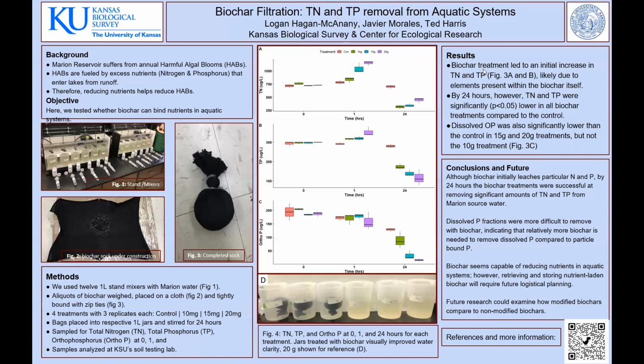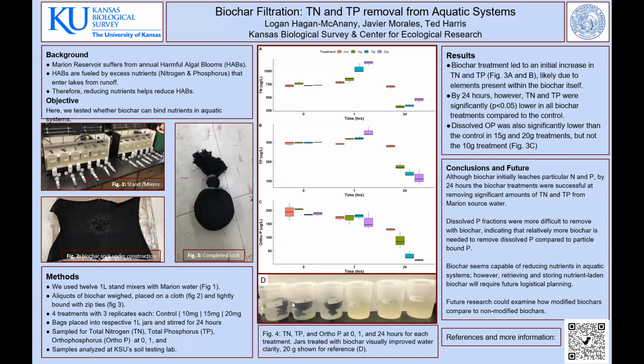See here. So biochar treatment led to an initial increase in TN and TP, likely due to elements present within the biochar itself. By 24 hours, however, TN and TP were significantly lower in all biochar treatments compared to the control. Dissolved ortho-P was also significantly lower than the control in the 15 and 20 gram treatments, but not the 20 gram treatment. So although biochar initially leaches nitrogen and phosphorus, by 24 hours, the treatments with biochar were successful at removing significant amounts of TN and TP from the Marion source water.